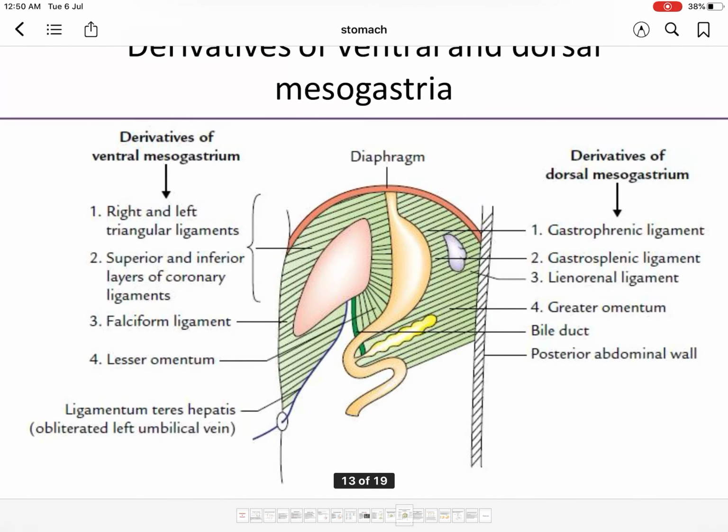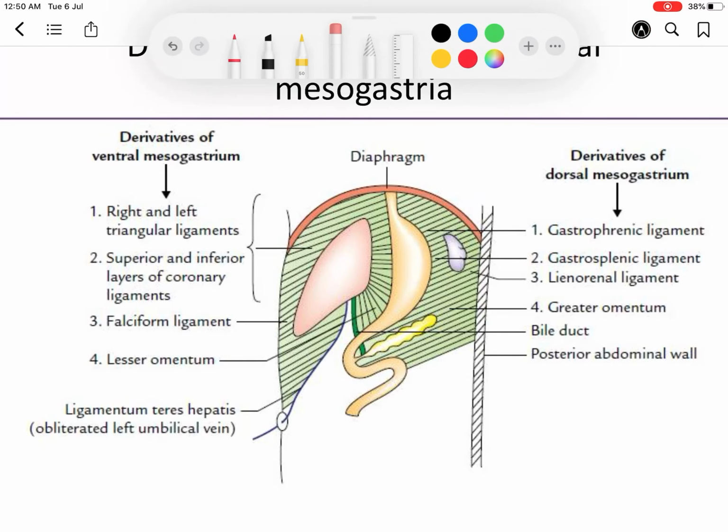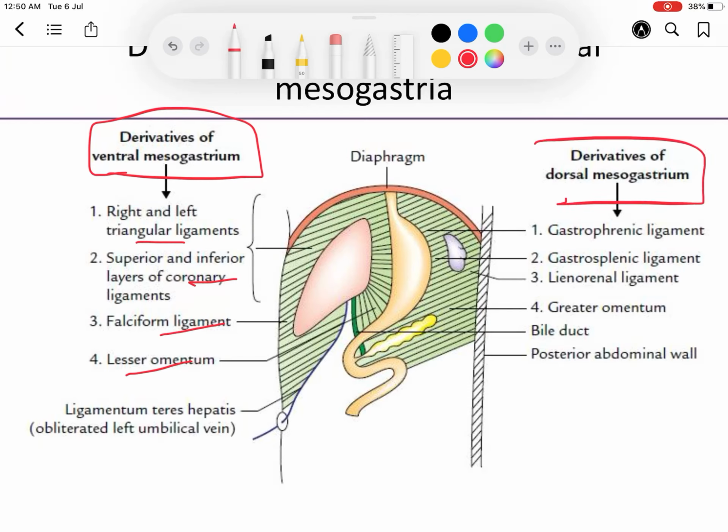So these are the derivatives of the ventral and dorsal mesogastrium. The triangular ligament, coronary ligament, falciform ligament and the lesser omentum are the derivatives of the ventral mesogastrium. And what are the derivatives of the dorsal mesogastrium? Gastrosplenic, gastrophrenic, lienorenal ligament and the greater omentum. These are the derivatives of the dorsal mesogastrium.